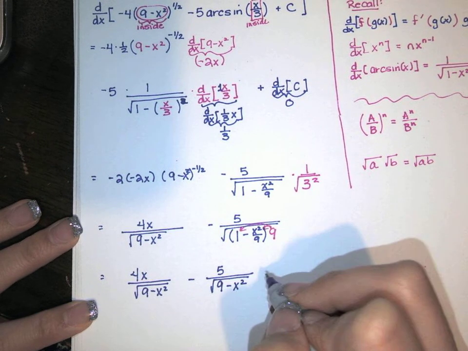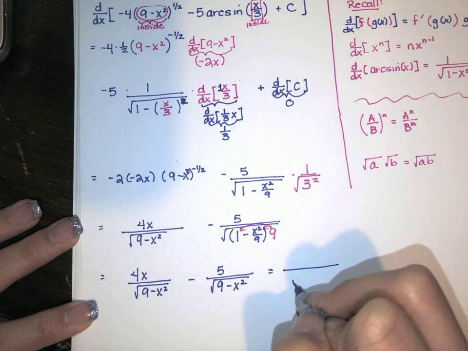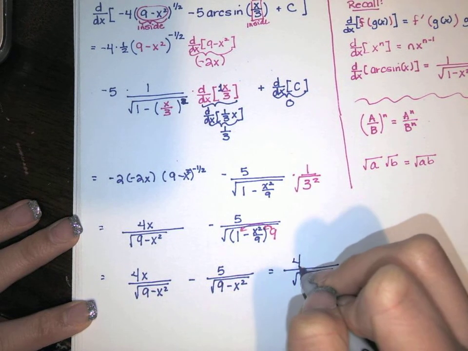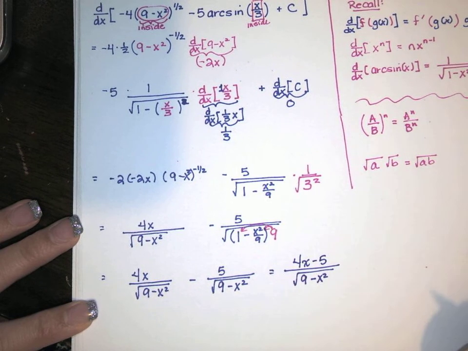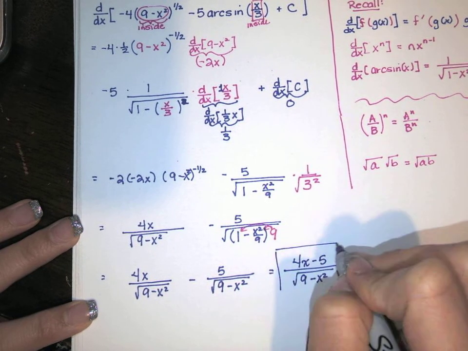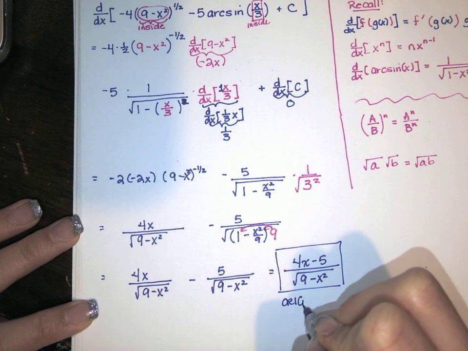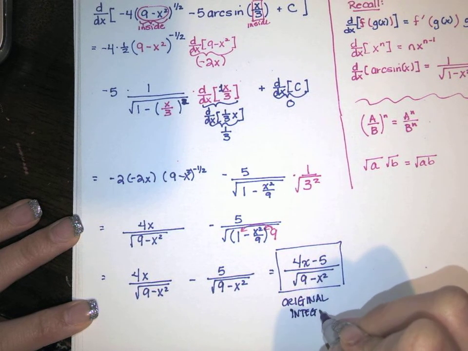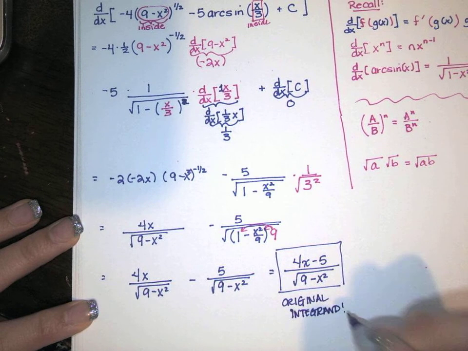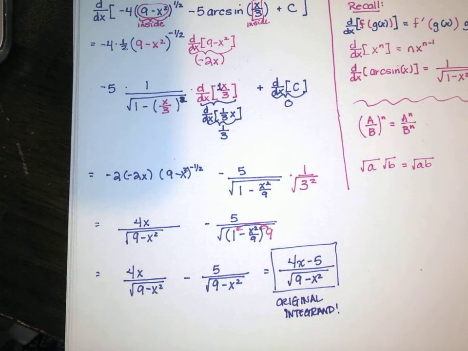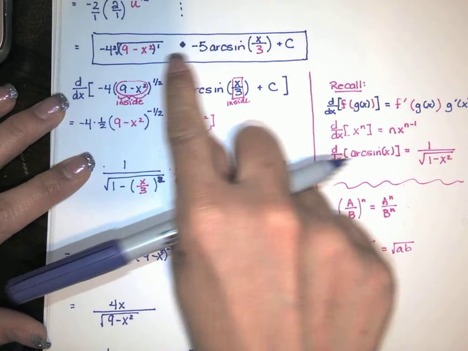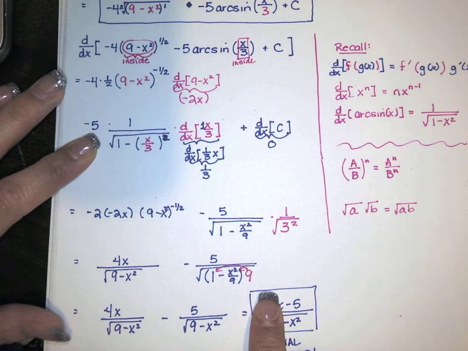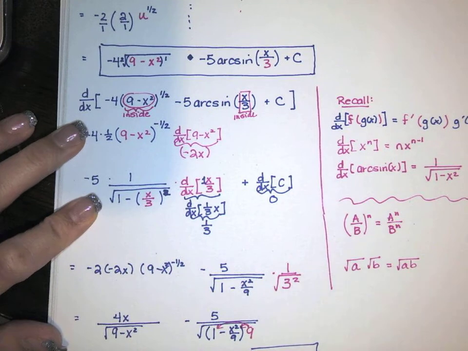Now I've got two fractions. Same denominator. If I want to subtract two fractions with the same denominator, I just subtract the numerators. Keep the common denominator. Hey, that's awesome. That's our original integrand. That's good. Because it means when I take the derivative of this, I get this. So when I take the antiderivative of this, I should get this, and I did. So that works out.